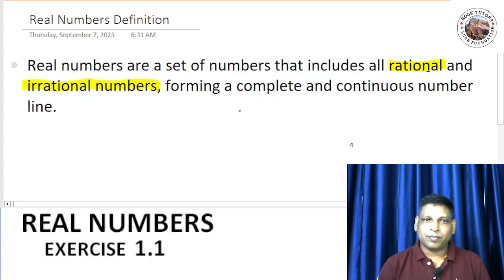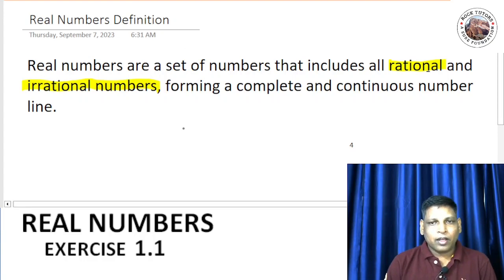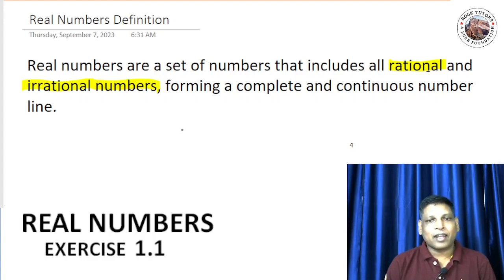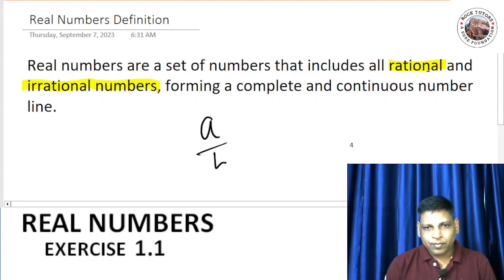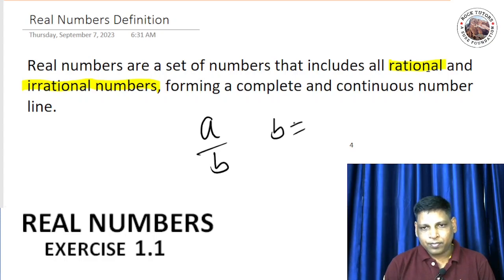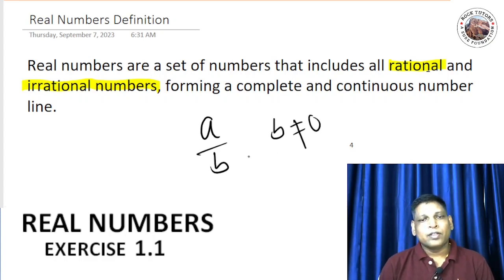So rational numbers: those numbers, if I can write in the form of a by b, and b is not equal to 0. Here a and b are integers and b is not equal to 0. Here the denominator is not equal to 0. Then that number is called a rational number. We'll see once again the definition of the rational number.